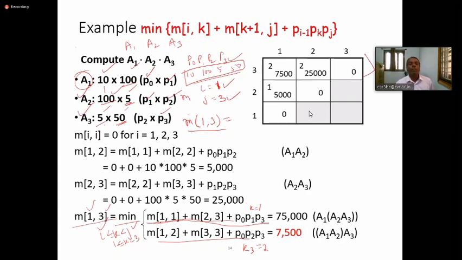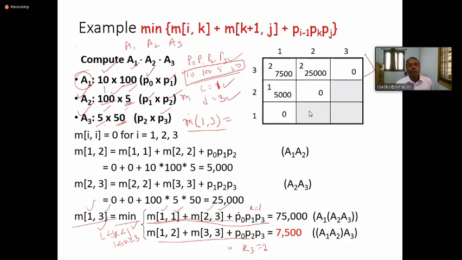Now if I take K is equal to 1, what happens? M of, what is the formula? The formula is I comma K. I comma K. What is I here? 1. Okay. What is the K here? 1 plus M of K plus 1 comma J. K plus 1 in the sense 1 plus 1. J is equal to 3.